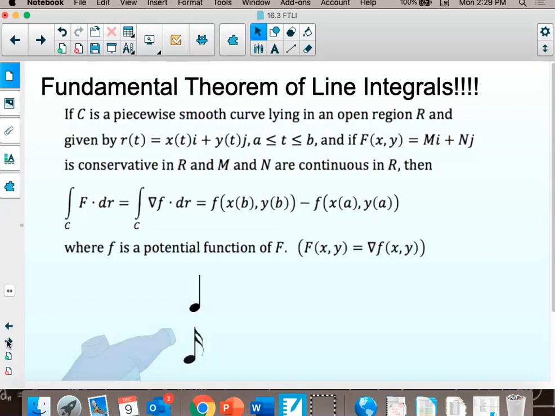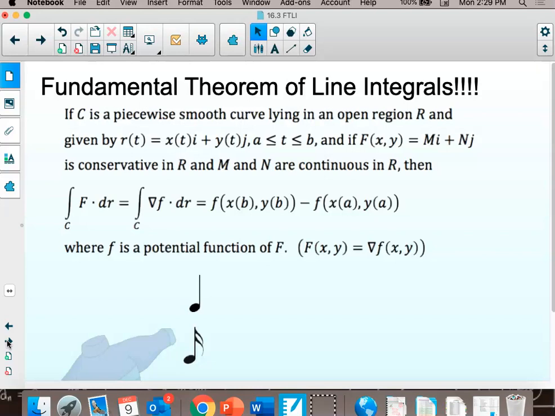So here's what, don't worry, you're going to love this, okay? This is to make life easier. Okay, so the fundamental theorem of line integrals says that if C is your path, remember, if C is a piecewise smooth curve lying in an open region R, given by r of t equals x of t, y of t from A to B, and F is some conservative vector field also in that same region, and the components of your vector field are continuous. So there's a lot of ifs.